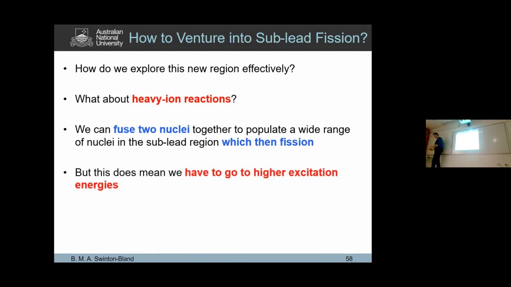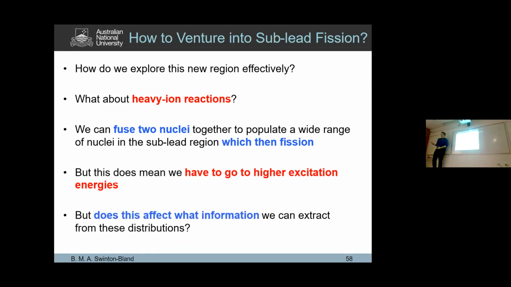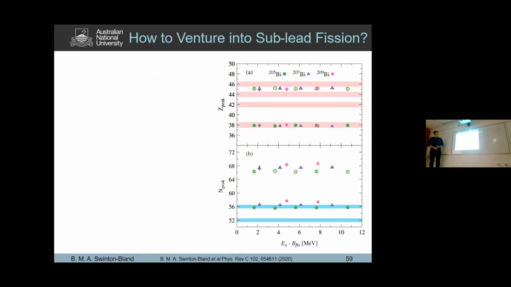Okay, so with heavy ion reactions we can make new nuclei, but it does come with a drawback. Usually when you have a heavy ion induced reaction, you are going to be producing it at a higher excitation energy. So all these things I've been saying about low excitation energy are very important. Does that mean we can't get any information from these higher excitation energy studies? Well, let's go back to the centroid plot.